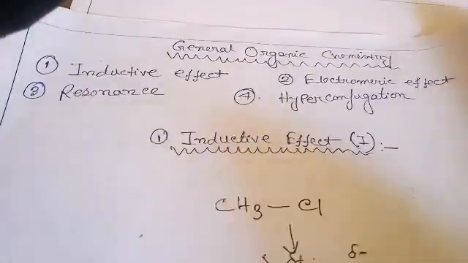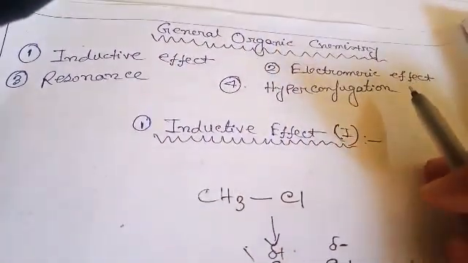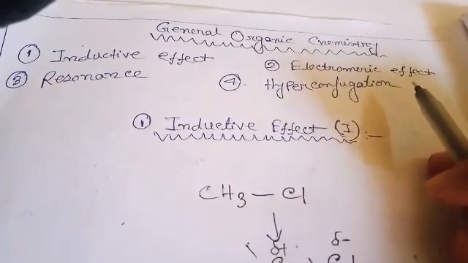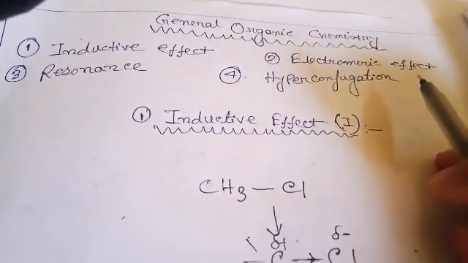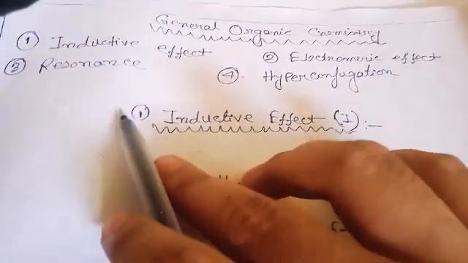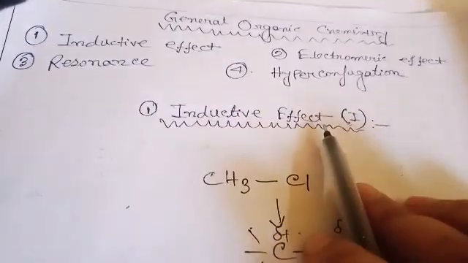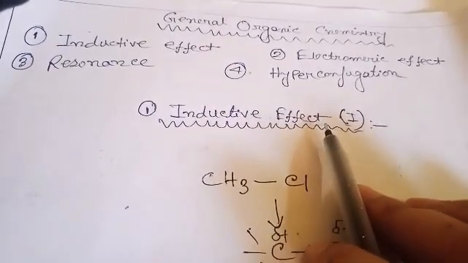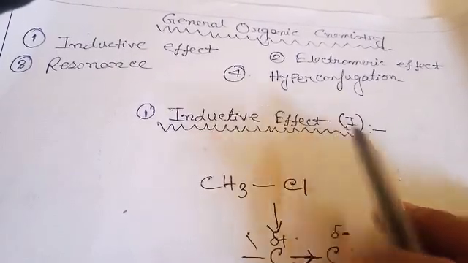In this video we have discussed two effects, the inductive effect and the electromeric effect, which are responsible for the ionic character in covalent bonds. In the next video we shall discuss the other two effects, resonance and hyperconjugation. So take care, goodbye, and see you in the next video.